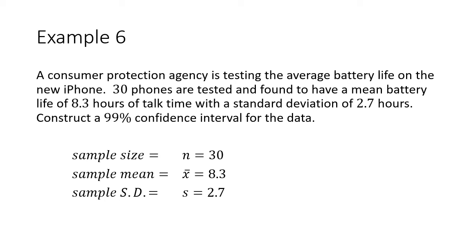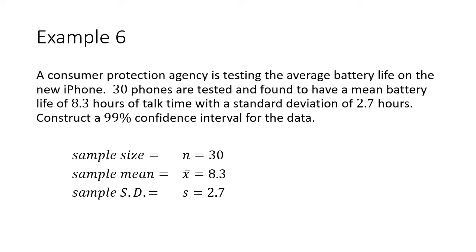So let's actually do a bigger example, a whole example of finding our confidence intervals. A consumer protection agency is testing the average battery life on a new iPhone. They take 30 phones to test, and they find a mean battery life of 8.3 hours of talk time with a standard deviation of 2.7 hours. And we want to construct a 99% confidence interval for this data.